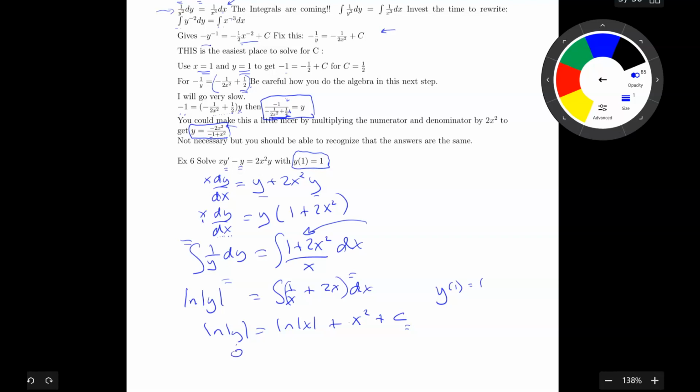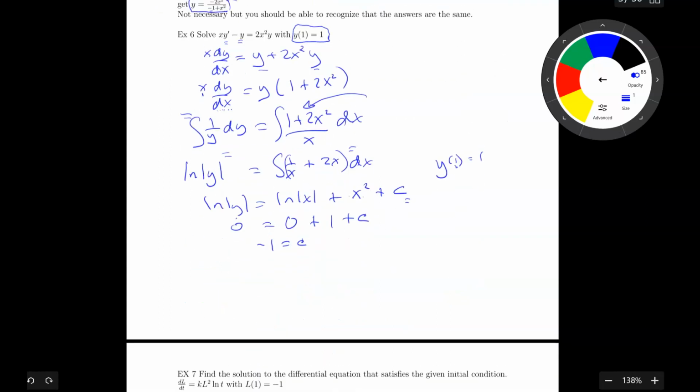So ln of 1 is 0, and I'm putting in x is 1, so 1 plus c, so that gives me c equals -1. So I'm going to plug that in to this stage right here, right? So ln of y equals ln of x plus x squared minus 1. Now finish off solving for y by taking e of both sides. So e to the ln of x plus x squared minus 1.